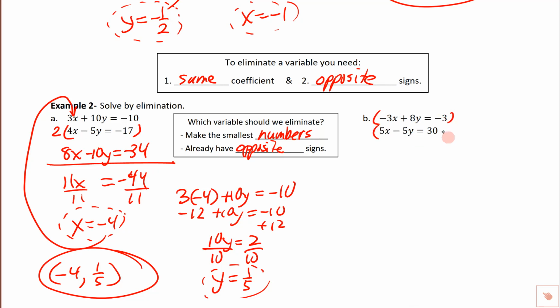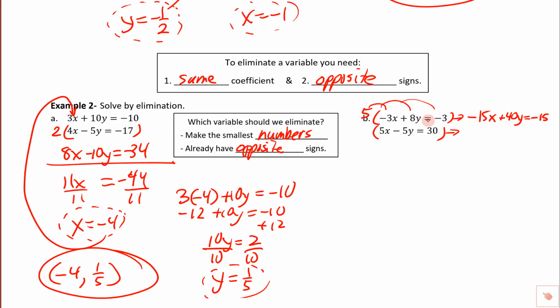Now, when I've got the room to do something like this, I'm going to write the new ones off to the side, so I'm just going to put a little arrow here. I need to make that a 15, so I'm going to multiply by 5. So I'm going to distribute that through to all of those. I'm basically multiplying every term on both sides by that, so that's going to be negative 15x, plus 40y, and negative 15 over here.